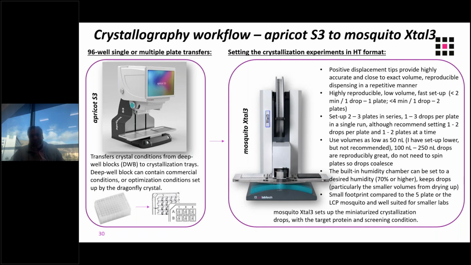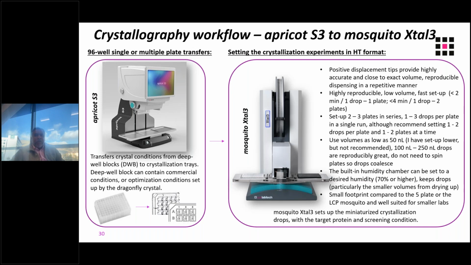As Dr. Rees has alluded to, the positive displacement tips are highly accurate and deliver reproducible volumes in a very repetitive manner. You can set up very low volumes and fast, and I've timed this over the course of my experience. You can set up one protein in a 96 well tray in under 4 minutes, and you can also set up multiple drops of the same protein or multiple drops of 2 different proteins mixed using these mosquitoes in as little as 5 to 7 minutes, depending on the plates you're using.